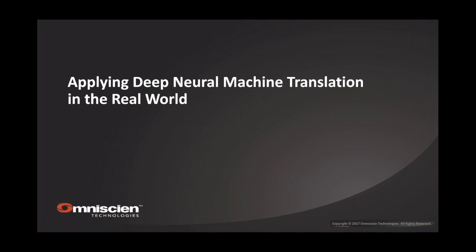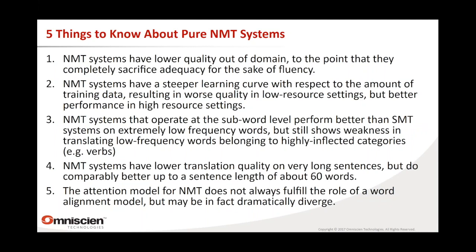Okay, thank you, Philip. So that's the technical part of the presentation. As you can see, deep neural machine translation is a little bit more complex. So I'm now going to talk about how this is applied in the real world and what kinds of things you need to be aware of, how to proceed, and what the benefits are. So first of all, there are 5 things that are important to understand with any pure neural MT system.